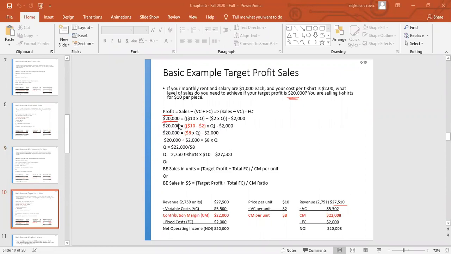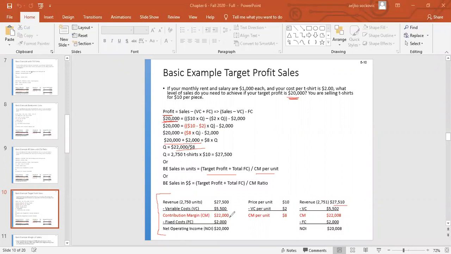But in terms of calculation, you are adding these 20,000 just to fixed cost. When you look at it here, you just add 20,000 to 2,000 fixed cost, and you divide this by your contribution margin per unit. That's the same equation or calculation as earlier. In terms of shortcut, you see it here: target profit plus total fixed cost, divided by contribution margin per unit.